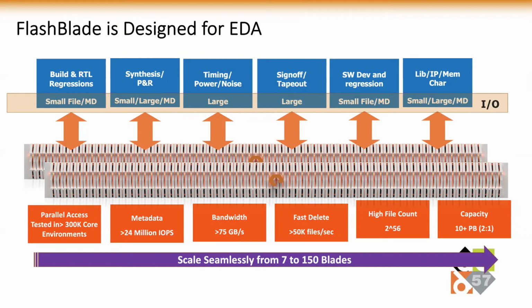In fact, from a performance perspective, it can support up to 75 gigabytes per second throughput and over 24 million metadata IOPs. From a capacity perspective, it can handle up to 10 petabytes in a single namespace, and all in a single rack, actually in about half a rack of space.